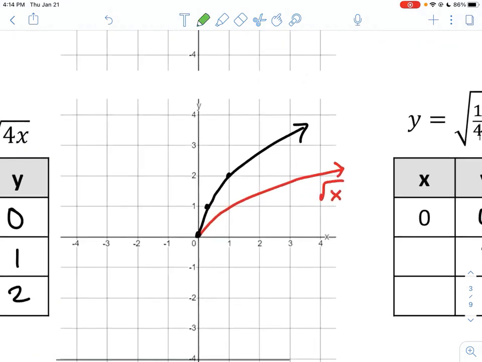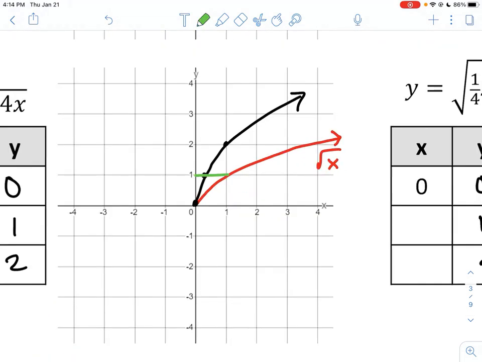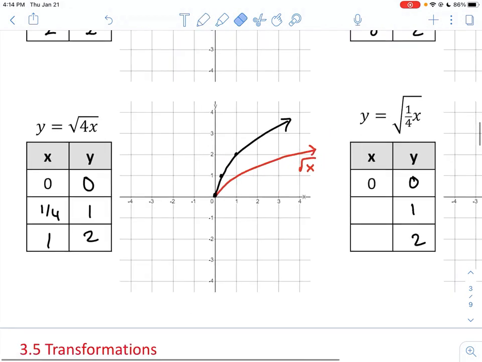So if you look at this horizontally, there's a 1 unit gap there along that y equals 1 to the red. Well, to get to the black, it's a quarter of that. So we only went over a quarter. At y equals 2, it was a 4 unit distance between the y-axis and the graph. But a quarter of 4 is 1. Now we only go over 1 unit to get to the black graph. So this is a horizontal compression by a factor of a quarter.